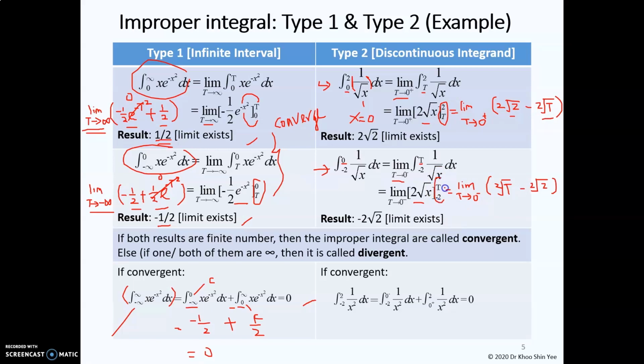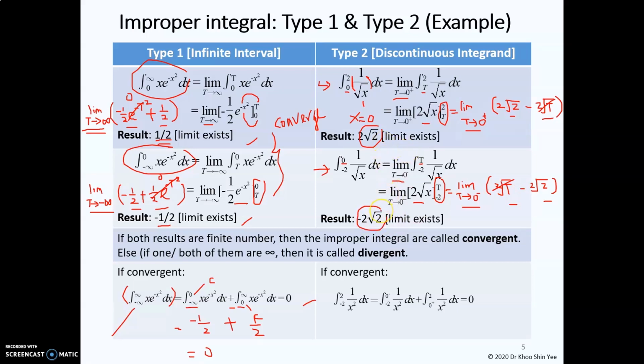And the limit here, after you substitute, you should obtain this. When t is approaching 0 from the right side, you take the limit, this term will be 0, therefore you obtain the final answer equal to this. When t is approaching 0 from the left side, this term will become 0, so you only obtain negative 2 square root 2.